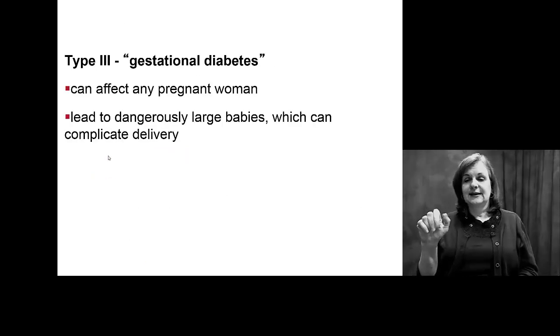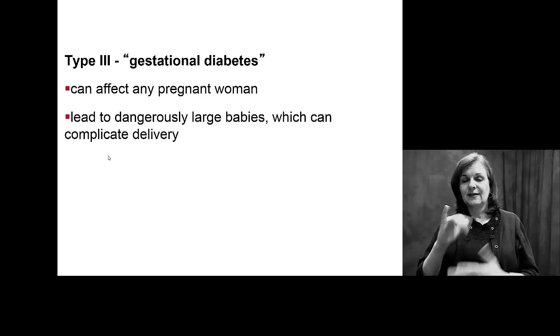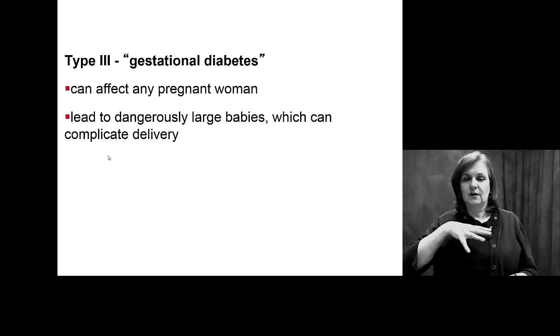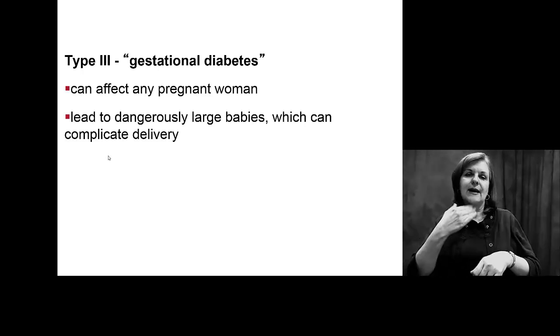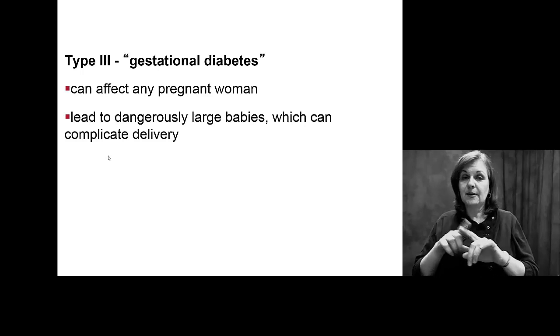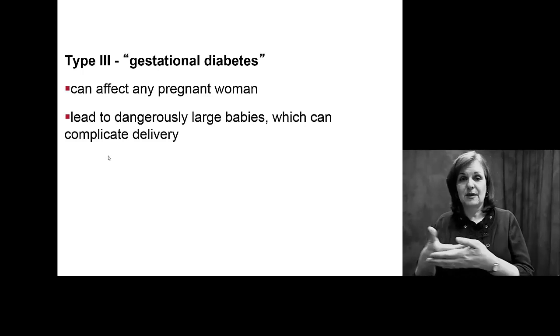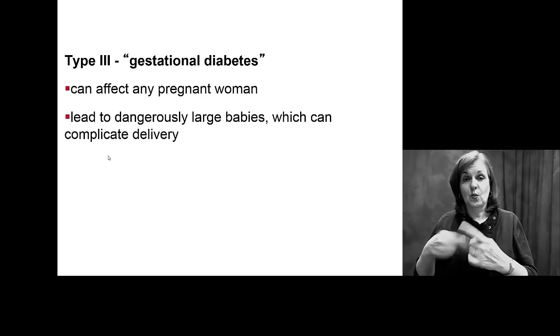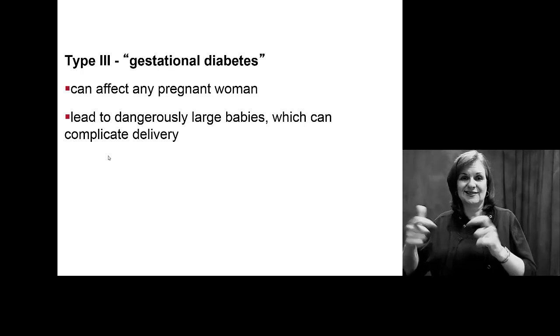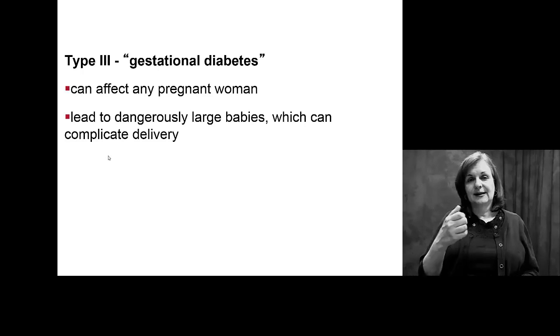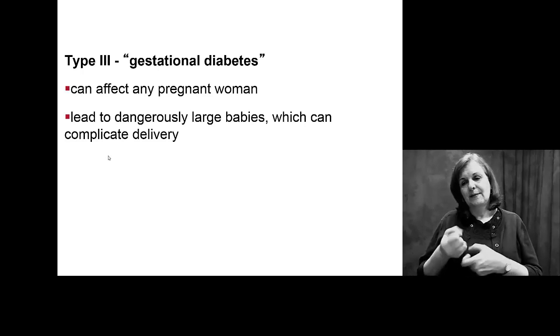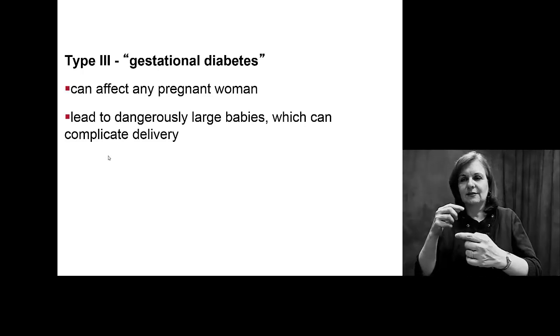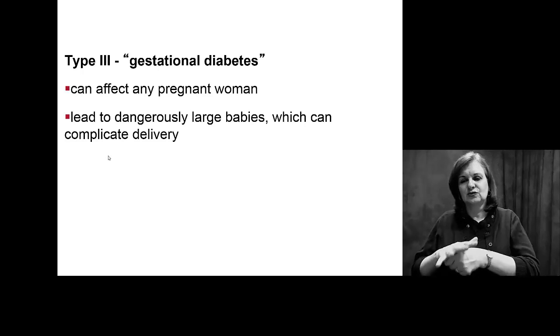Gestational diabetes is the third type, and we see this in pregnant women. And the problem with this one is it's a temporary diabetes for the mom, but it can have huge effects on baby. And when the baby is very large, because of gestational diabetes in the mom, it can complicate delivery, puts a lot of strain on mom, puts a lot of strain on the little one.